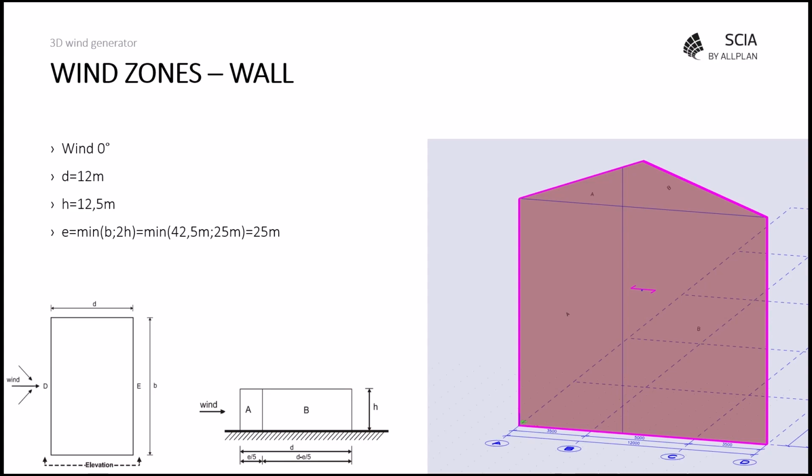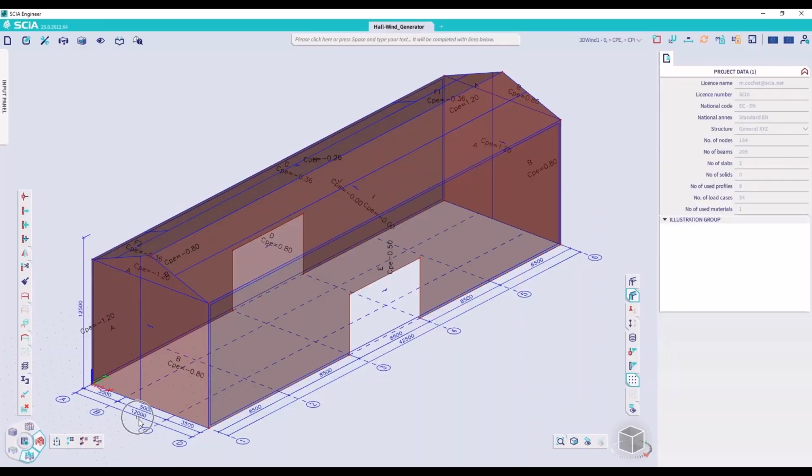We can also take a further look into the geometry of these zones, which is also defined based on the depth and the height, but also on a parameter E, which is in this case equal to 25 meters. Since the parameter E is larger than the depth, only zone A and B are created, and the width of zone A is E divided by 5. And this is also something which you can find in SCIA Engineer by taking a look into the geometry.